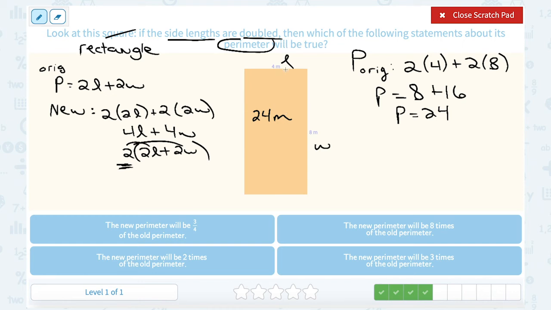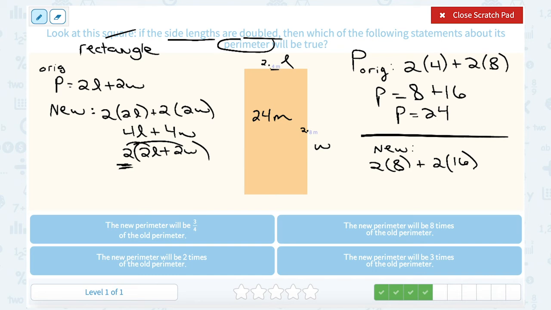Now they're talking about doubling the side lengths. So doubling the side lengths means multiplying them by 2. So for my new one, I would say 2 times, well, if I double my side length of 4, 4 times 2 would give it a new length of 8. Plus 2 times the width. Okay, well, the width was 8. If I multiply that by 2, it gives me 16.